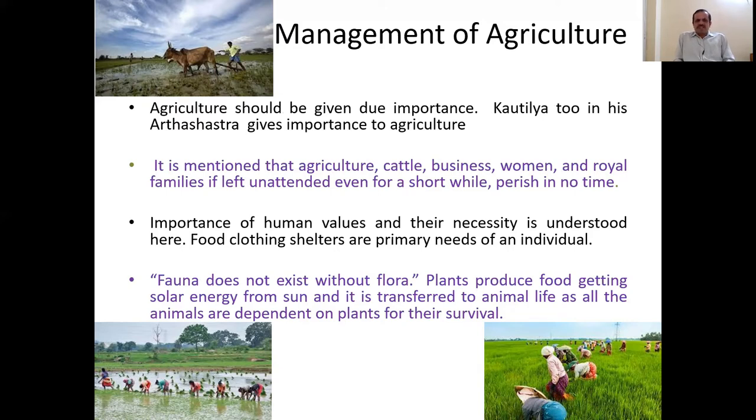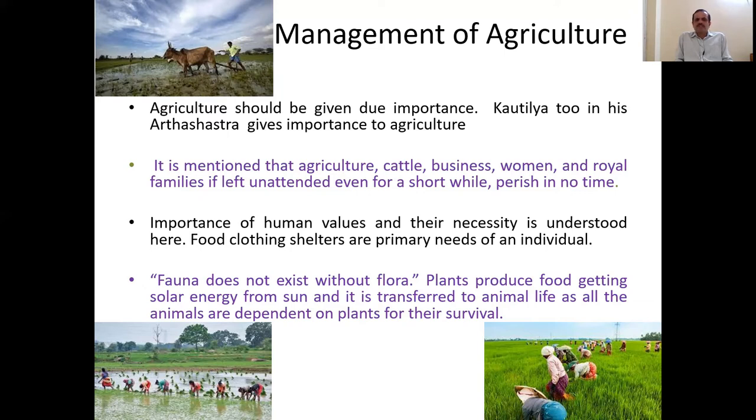Then management of the agriculture. We had already seen that agriculture should be given more importance. Even Kautilya in his Arthashastra has given a lot of importance to agriculture. It is mentioned that agriculture, cattle, business, women, and royal families, if left unattended even for a short while, will perish in no time. Here we can understand the importance of human values and also their necessity.